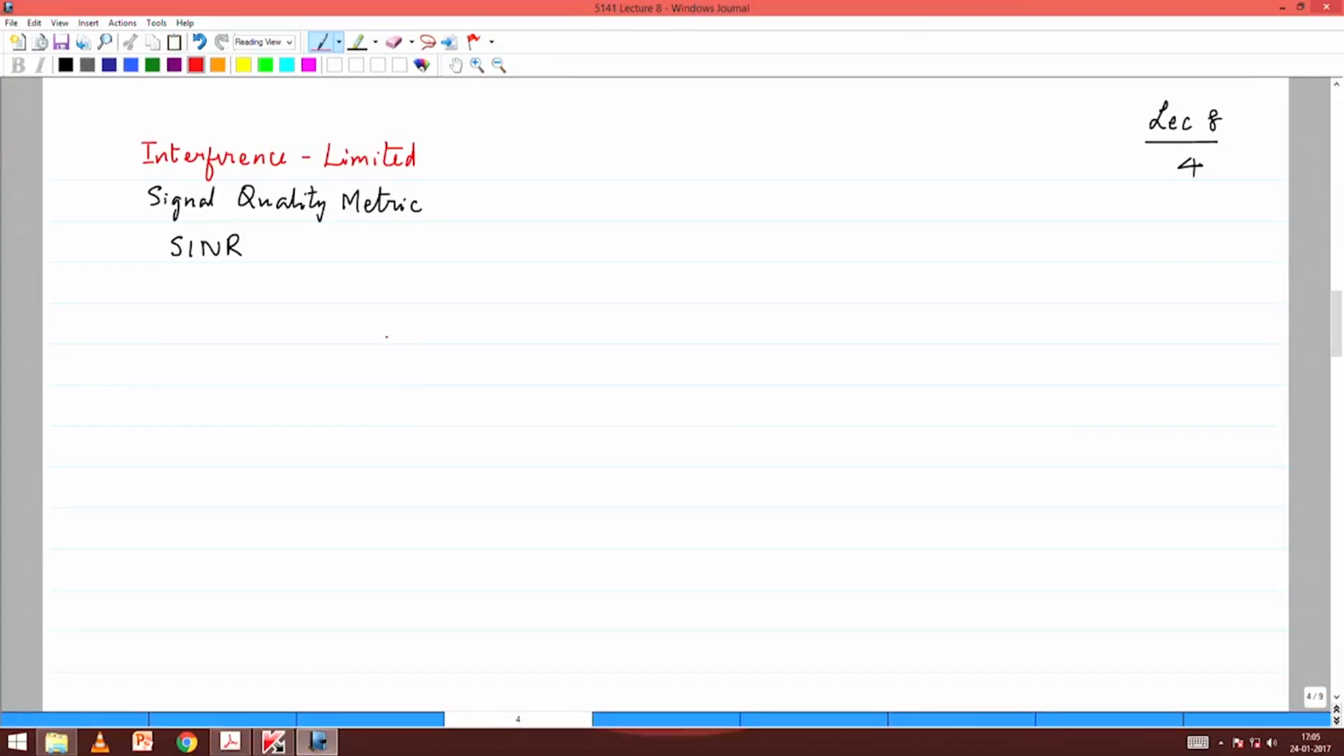In an interference limited scenario, the signal quality metric is signal to interference plus noise ratio. Noise is always present. Interference is what we have created. Interference plus noise, R stands for ratio. The expression that we would typically write down for this would be C representing the signal, N representing the noise, plus the interfering signal.